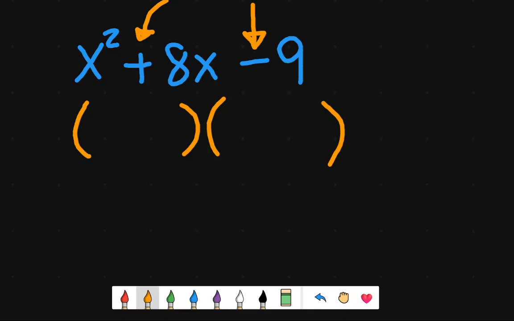But if the sign is negative, that means that inside of our binomials, the signs are going to have to be different. That means one is going to have to be plus and one is going to have to be minus, all right? So let's work it out now.